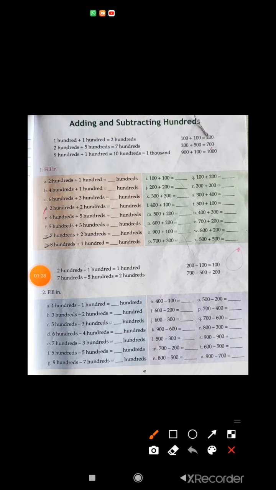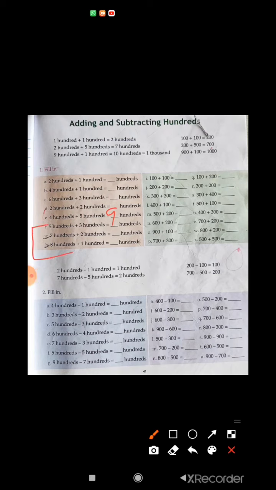Now next, D part, 200 plus 200 equals dash hundreds. Add both together, 2 plus 2 is 4, so 400. E part, 400 plus 500 is 900. Write in the space given 9. Like this you do this part also.